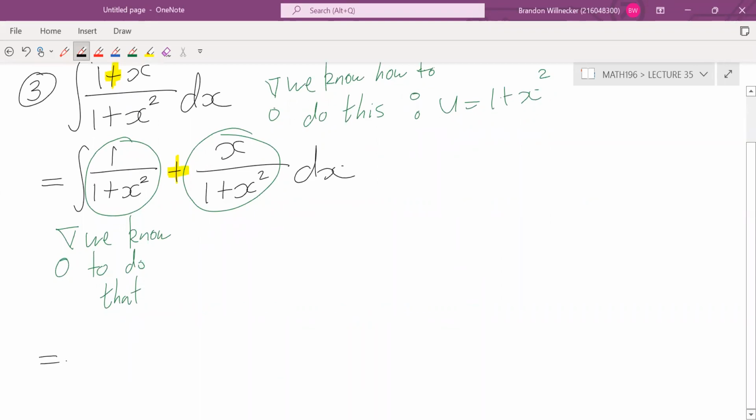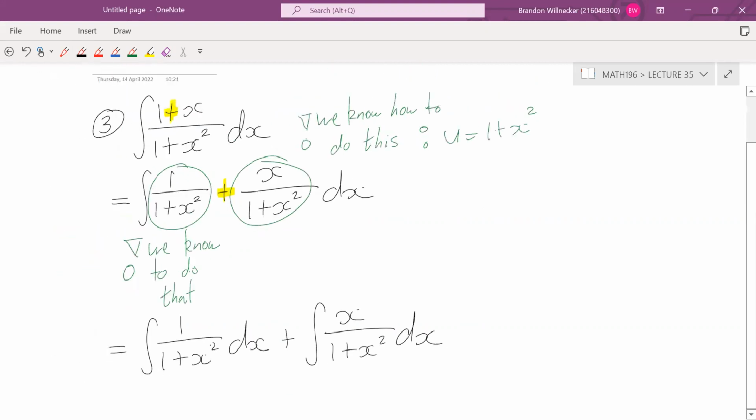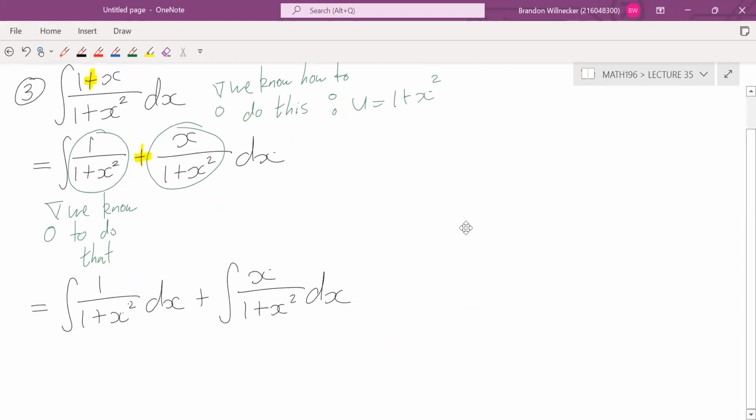Okay, so let's split this up like we wanted to do. So we can split it up into the first one, which is 1 over 1 plus x squared dx, plus the second one, which is x over 1 plus x squared dx. We're going to do them separately like we wanted to. So let's call this first one 1. We call the second one 2.